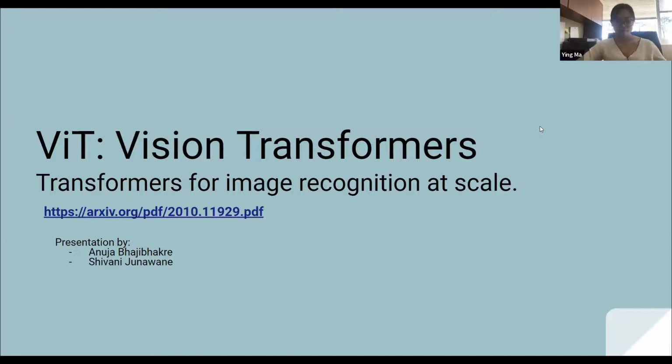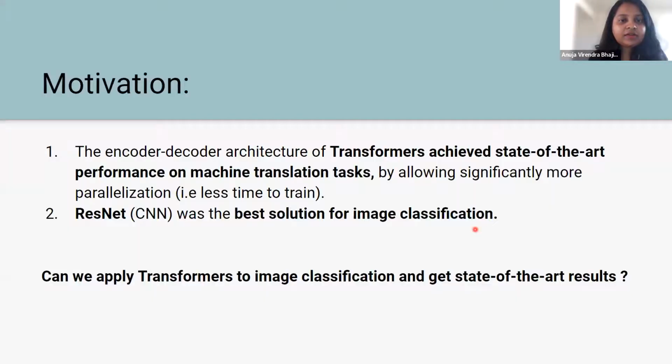Okay. So, hello everyone. The topic of our presentation is vision transformers, which is based on the paper "An Image is Worth 16x16 Words: Transformers for Image Recognition at Scale". This will be presented by me and Shivani. Okay, let's move to the next slide.